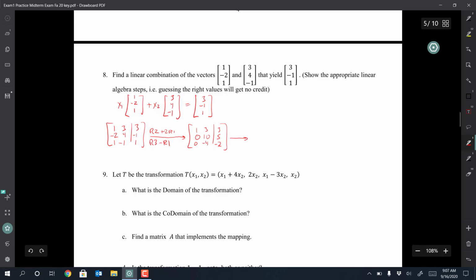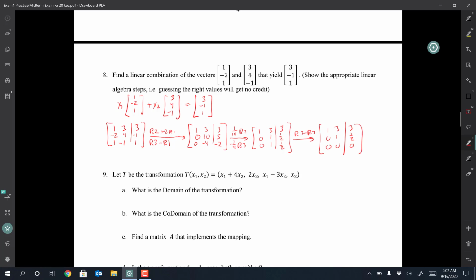Then we'll do 1/10 times row 2. We'll get 0, 1, 1/2. And then maybe I'll just scale this one as well. I'm going to take negative 1/4 times row 3. I'll get 0, 1, and 1/2 here as well. From there, I will take row 3 minus row 2. First row stays the same. Second row stays the same. Last row becomes all zeros.